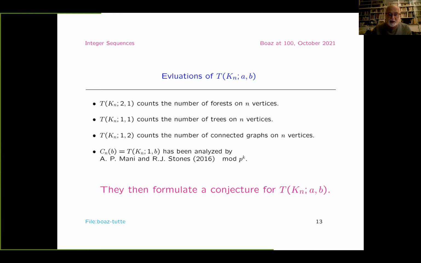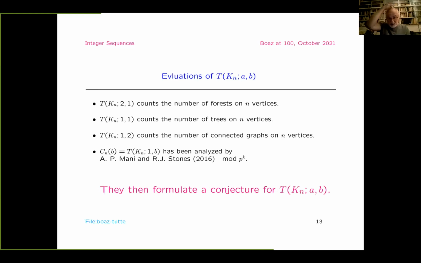Now, if we define T_k(n,a,b), and this function is called C_n(b), then this function has been thoroughly analyzed in a paper by Makowsky and Stones in 2016. The modulus is chosen to be p prime to the power k.